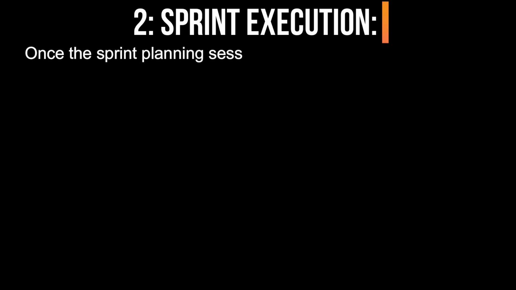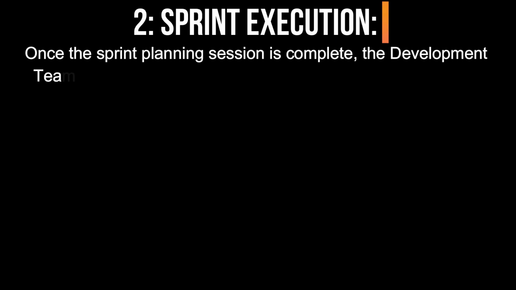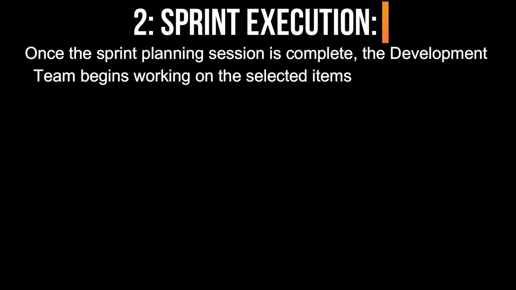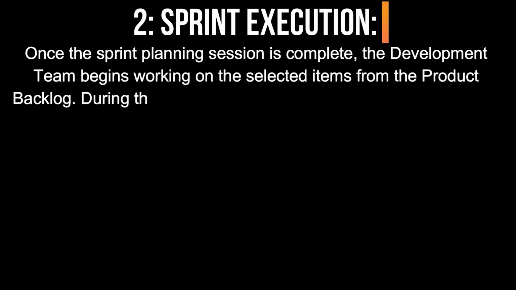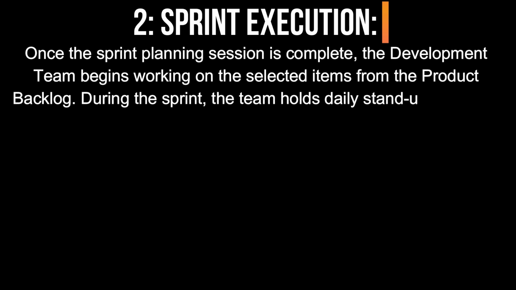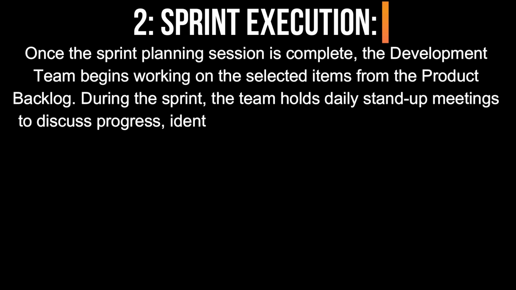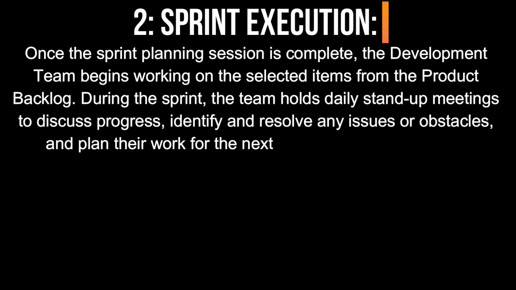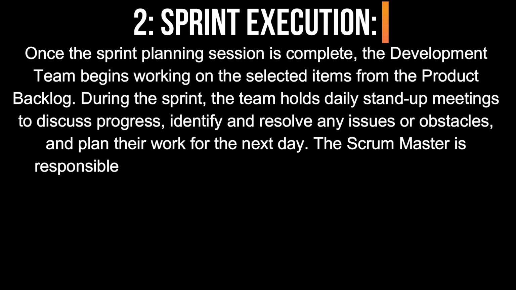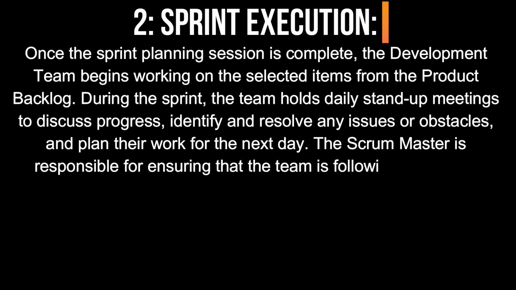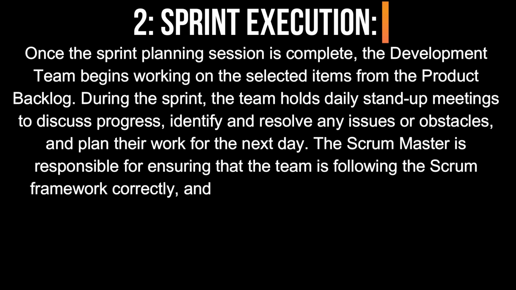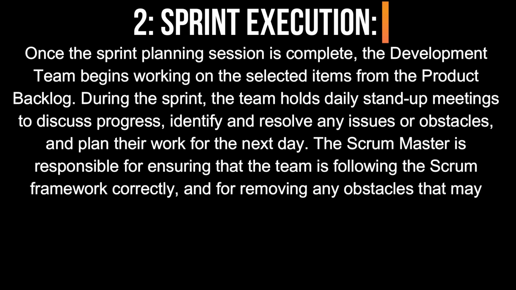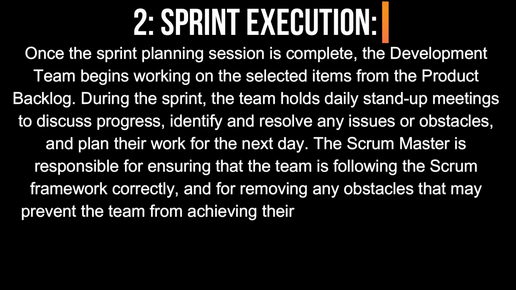Sprint execution. Once the sprint planning session is complete, the development team begins working on the selected items from the product backlog. During the sprint, the team holds daily stand-up meetings to discuss progress, identify and resolve any issues or obstacles, and plan their work for the next day. The Scrum Master is responsible for ensuring that the team is following the Scrum framework correctly and for removing any obstacles that may prevent the team from achieving their goals.